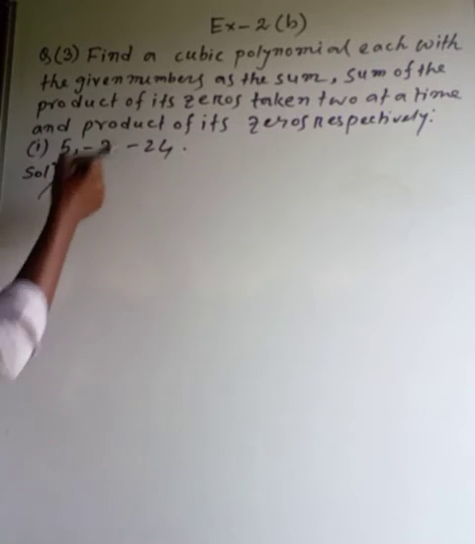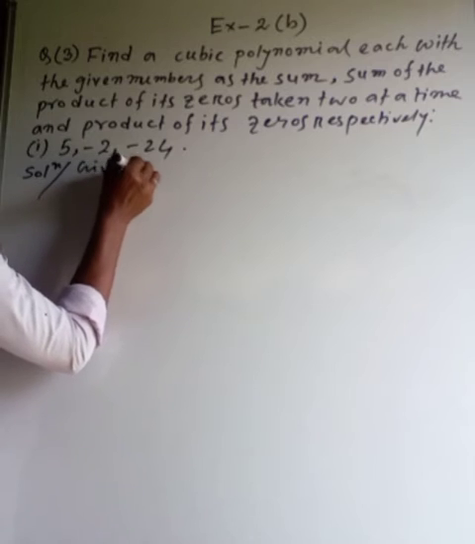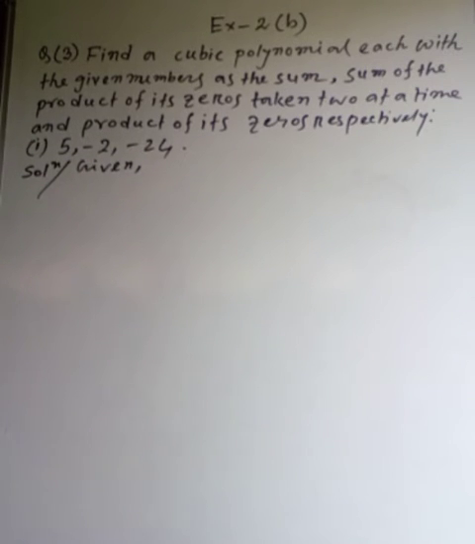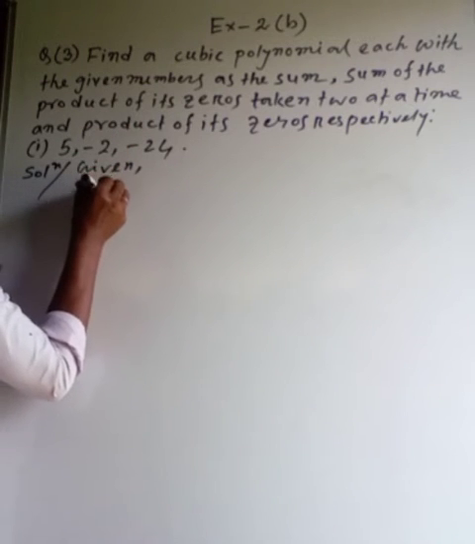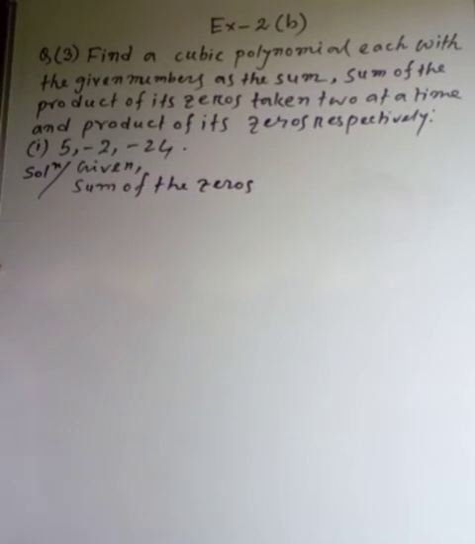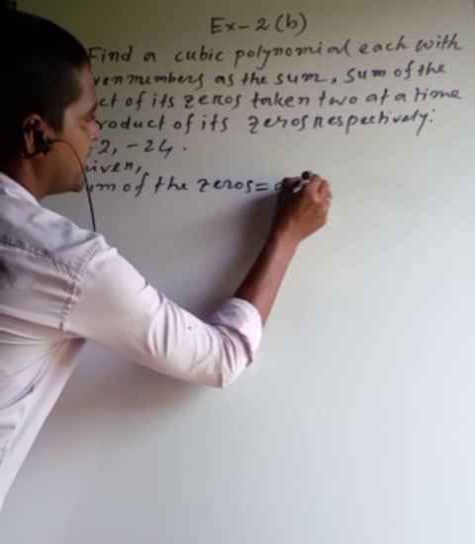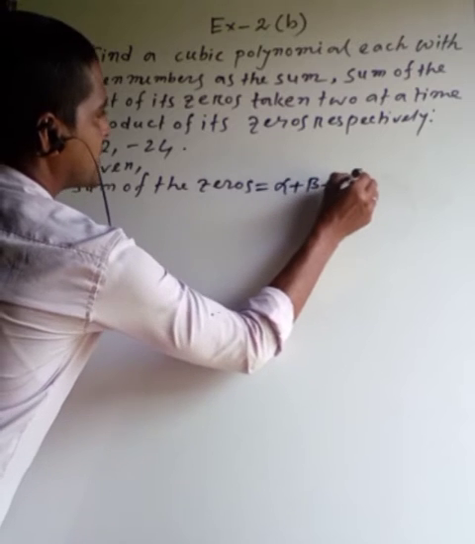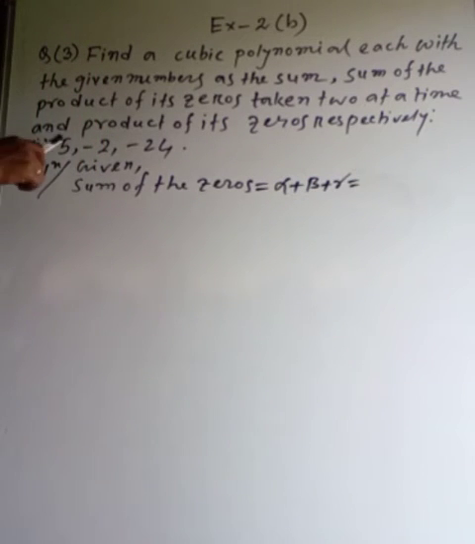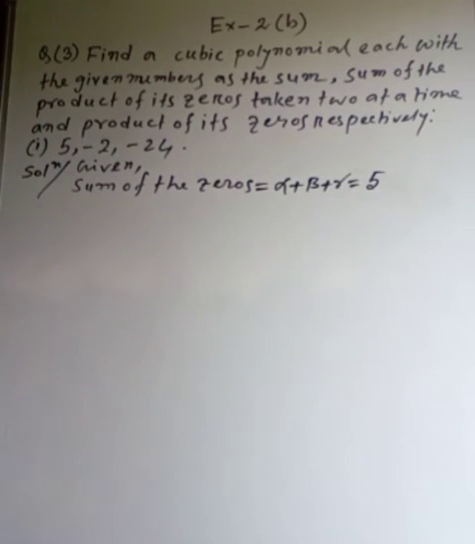So what is given? First of all, we will try to write down the given. What is the first part given? They have given the sum of the zeros. So we can write, sum of the zeros is equal to what we have learned, alpha plus beta plus gamma, is equal to, according to this question, 5. So we can write here 5.